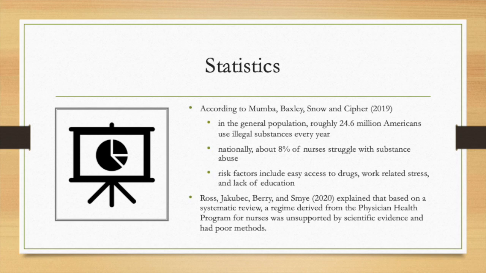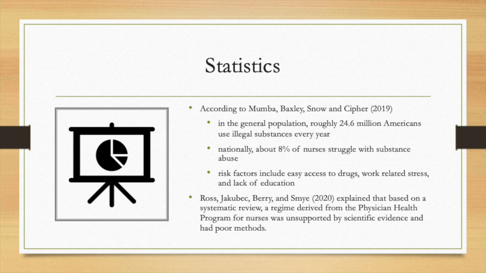The first 2 steps are getting the attention of the EAP and feeding their interest in the program. The presenter could use statistics gathered by various studies to bring to attention the seriousness of the problem. For example, according to a study done by Mumba, Baxley, Snow, and Cipher, in the general population, roughly 24.6 million Americans use illegal substances every year.